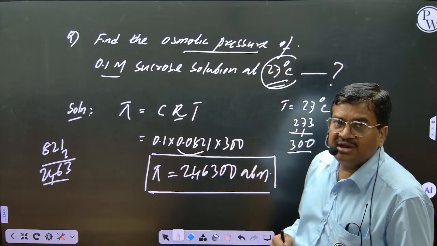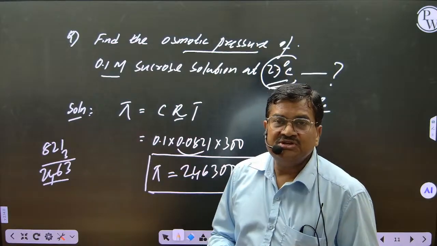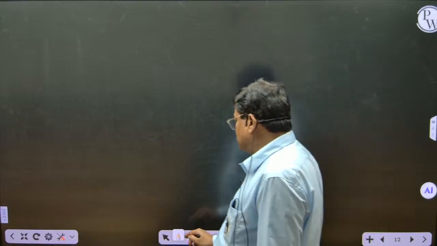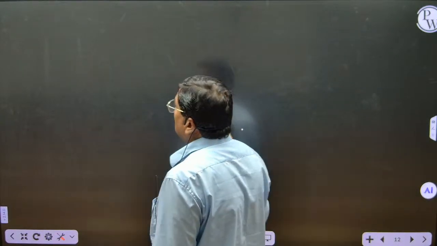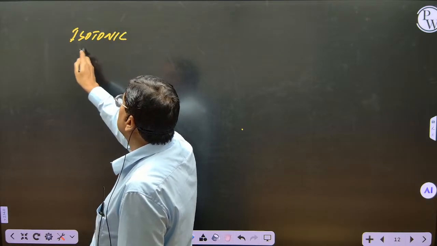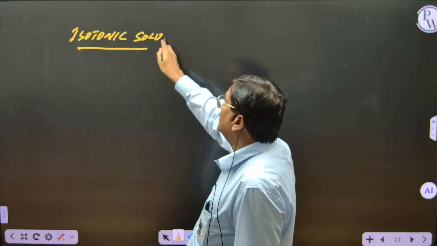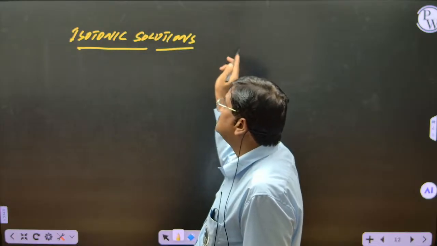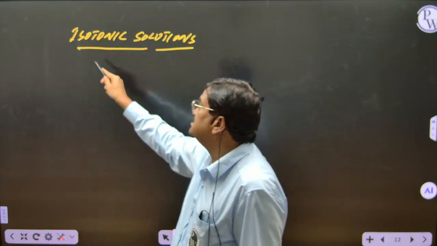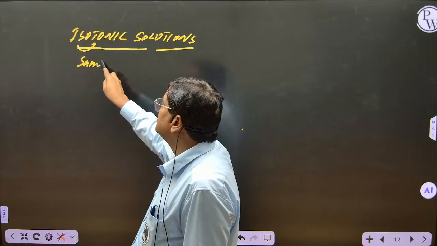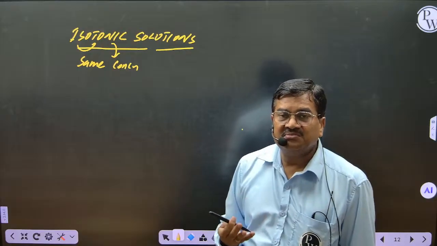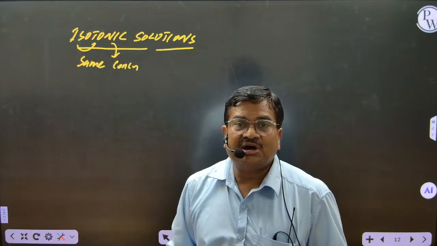Clear up to here? Now write the next heading, isotonic solution. Now this is important from the exam point of view. They are asking questions from isotonic solutions. Now see, what are isotonic solutions? Solutions whose concentration remains the same. Iso means what, student? Same. Tonic means what? Concentration. So solutions whose concentrations are the same, such solutions we call isotonic solutions.